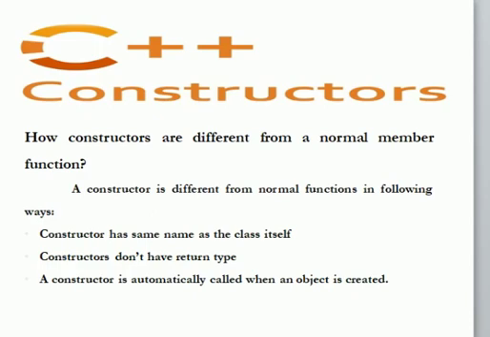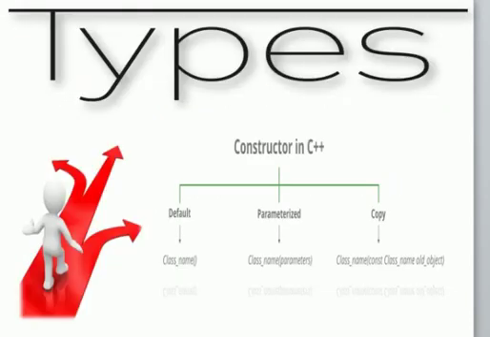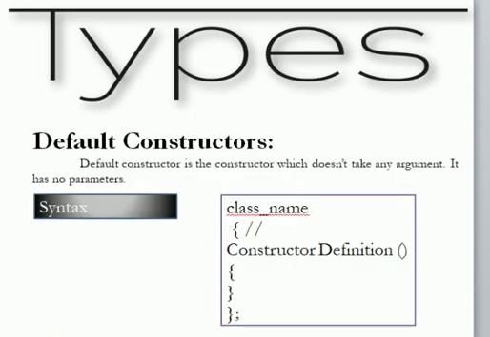This is the difference between a constructor and a normal member function. Next, we will see what the types of constructor are. Constructors are divided into three types. They are default constructor, parameterized constructor, and copy constructor. First, we will see about the default constructor. A default constructor is one that does not take any arguments, it executes with no parameters. So it is known as a default constructor.